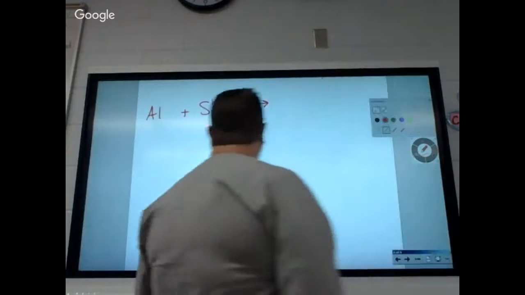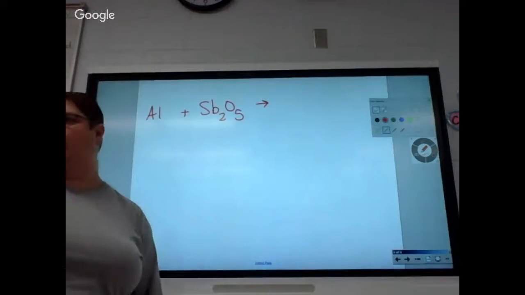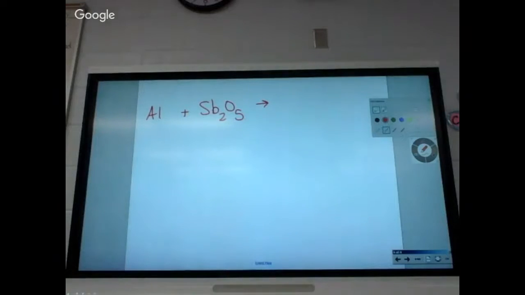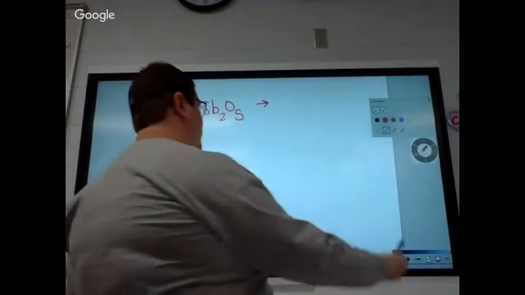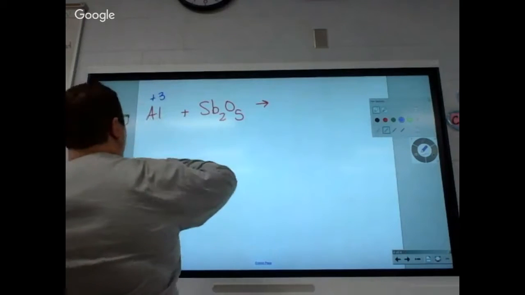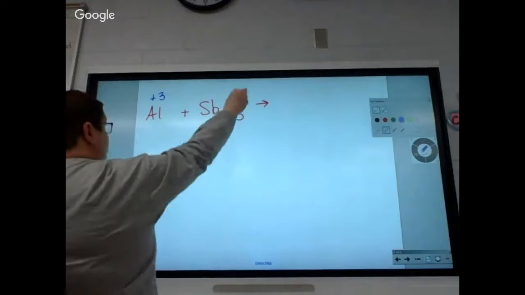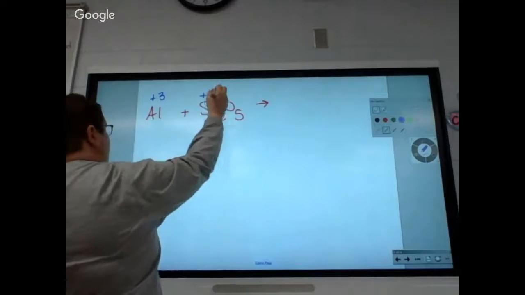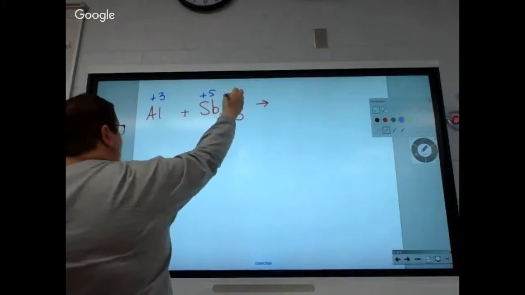Okay, that's better. All right, so step one is to do what? Check the oxidation numbers. What's aluminum? All right, you need the positives and negatives because step two is to switch the two that have the same sign. So is it +3 or -3? It's +3. All right, so that's a +3. What's antimony? The +5. What's oxygen? -2.